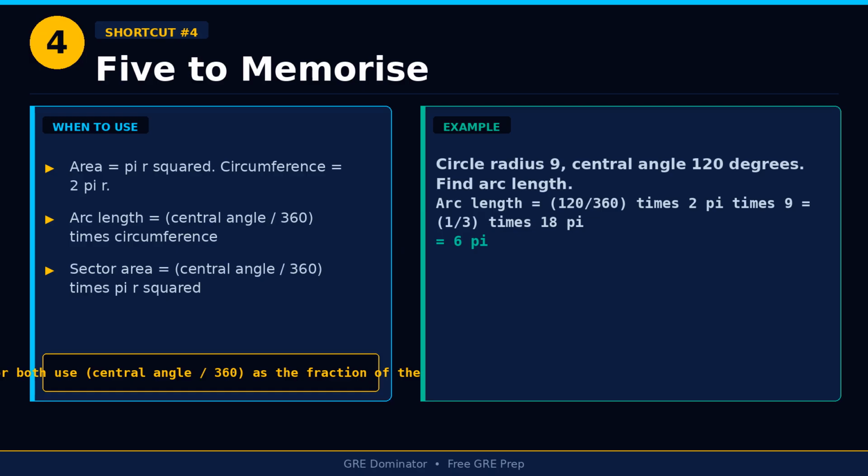Sector area uses the same fraction of the full area. A 120-degree sector has area equal to 1/3 of pi r squared. The fraction is always central angle over 360.